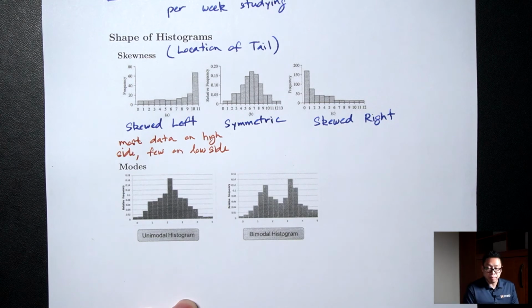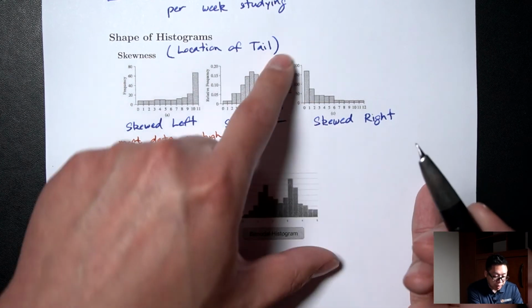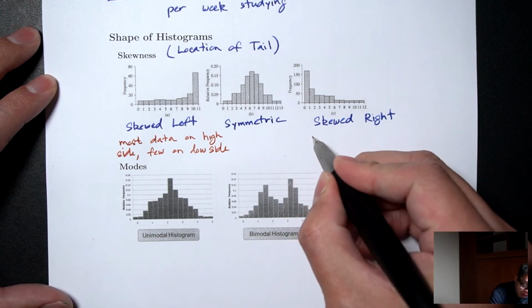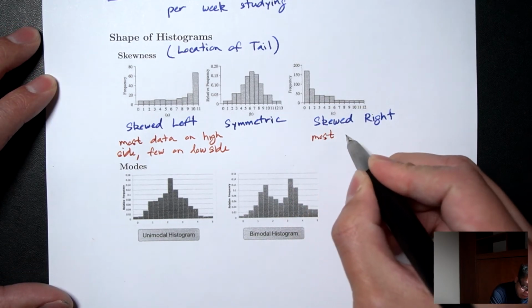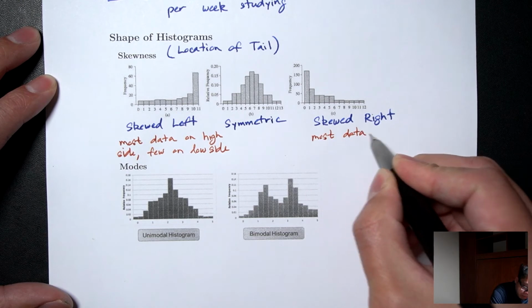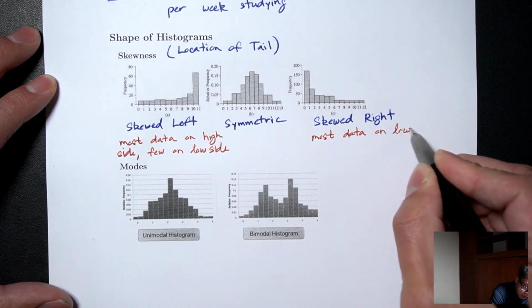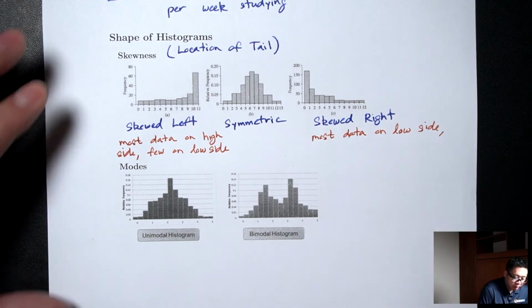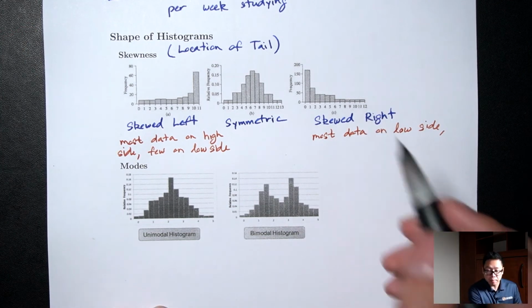on the left side. Skewed right, the peak is on the left side. That means most of the data is on the low side. And then you have a few that are high.